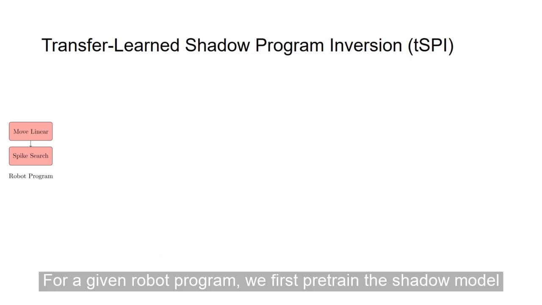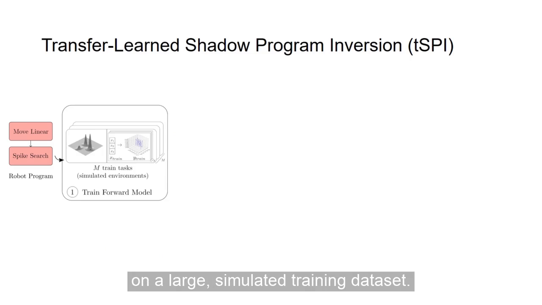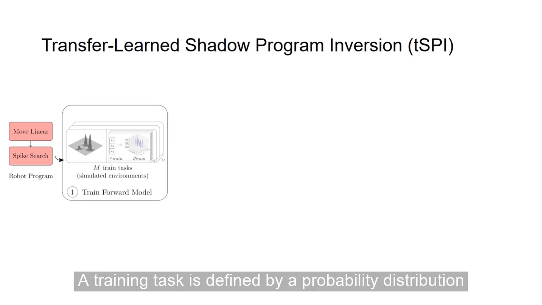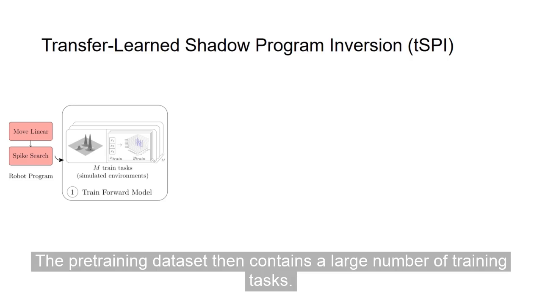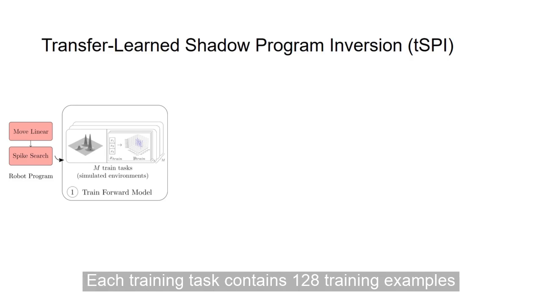For a given robot program, we first pre-train the shadow model on a large simulated training dataset. A training task is defined by a probability distribution over features of the environment. The pre-training dataset then contains a large number of training tasks. Each training task contains 128 training examples drawn from that task's probability distribution.